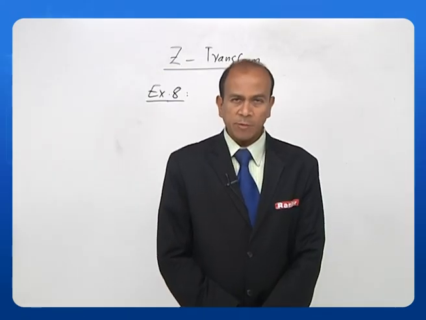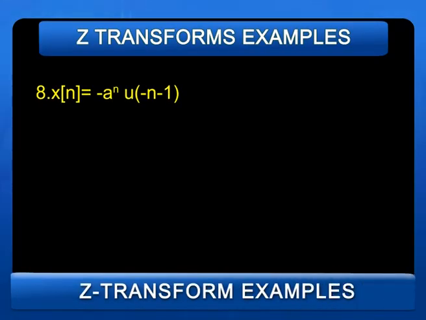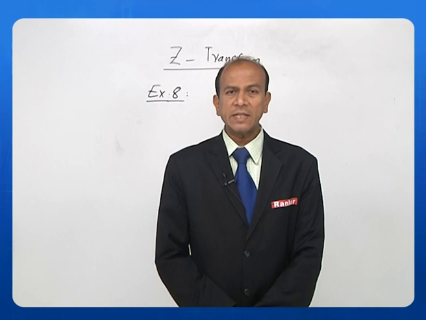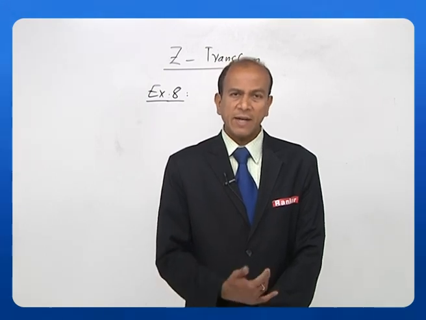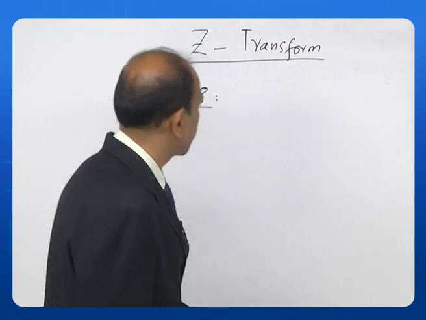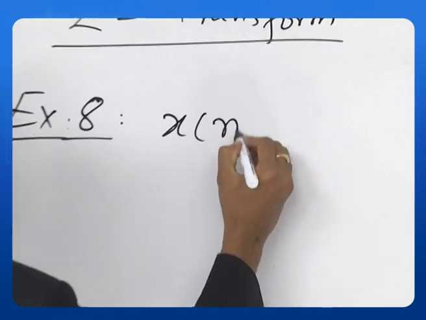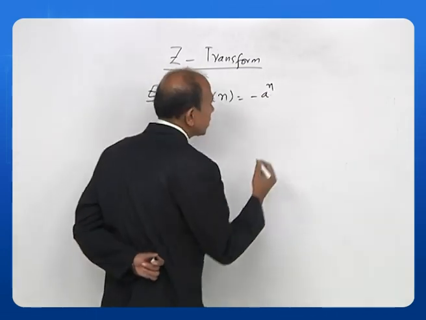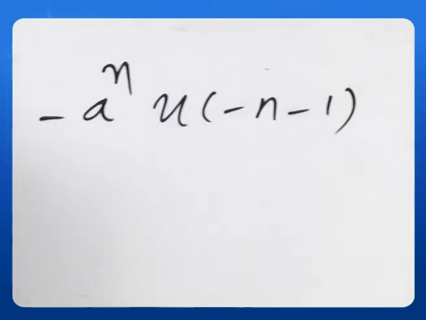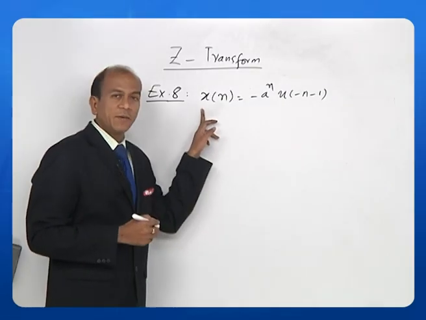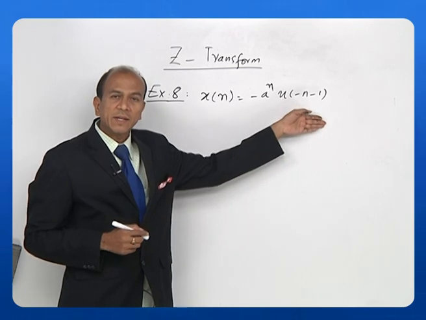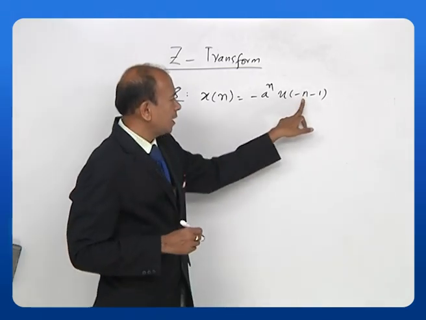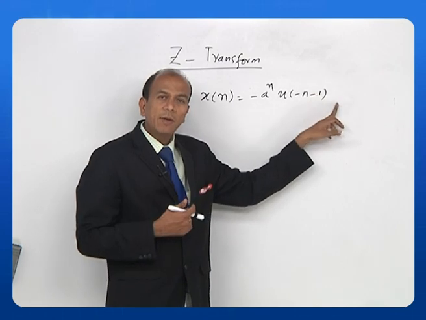Let us see the 8th problem. It is given as x of n equal to minus a to the power of n u of minus n minus 1 and 0 elsewhere. So, there is a slight change in the existence of a to the power of n. Let us see how to solve this type of problem. X of n is given as minus a to the power of n u of minus n minus 1. That means, here it is existing from minus infinity to minus 1.